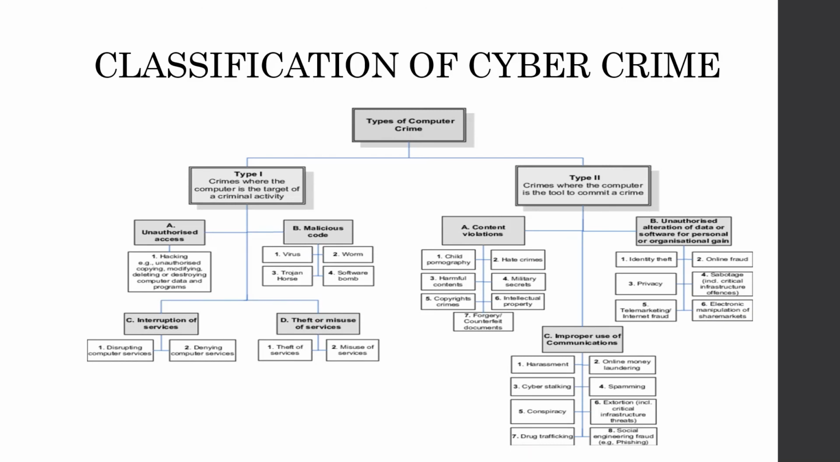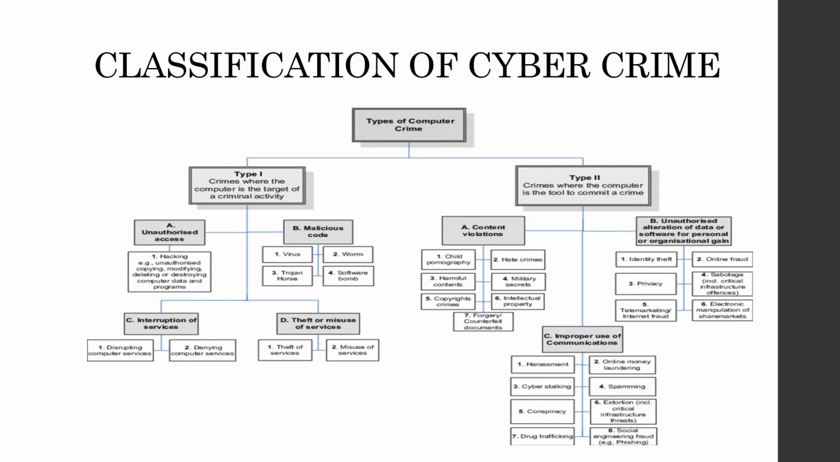This is the classification of cyber crimes. Cyber crimes are a type of computer crimes: type 1 and type 2. Type 1 is crimes where the computer is the target of a criminal activity. And type 2 is crimes where the computer is the tool to commit a crime. So if you are using a computer only to commit a crime, that comes under type 2. Whenever a computer becomes the target of a criminal activity, that comes under type 1. Type 1 has two kinds: unauthorized access, where you can hack, or malicious code, meaning virus, worm, software bomb or Trojan horse.